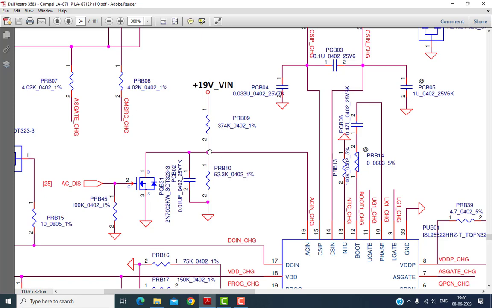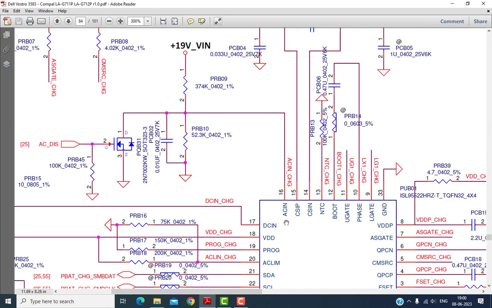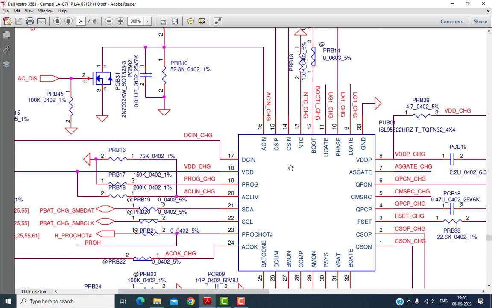That means somewhere around 2.6 to 3 volt will be generated at the center point, and this 2.6 to 3 volt enters pin number 16, and this signal is called the AC in. When 3 volt is generated at this AC in pin, this chip will come to know that the adapter current is present, or the adapter voltage is there.